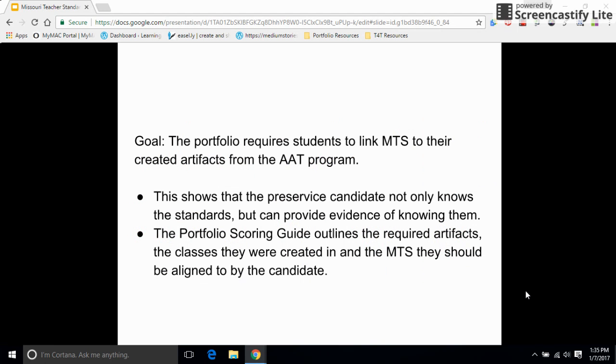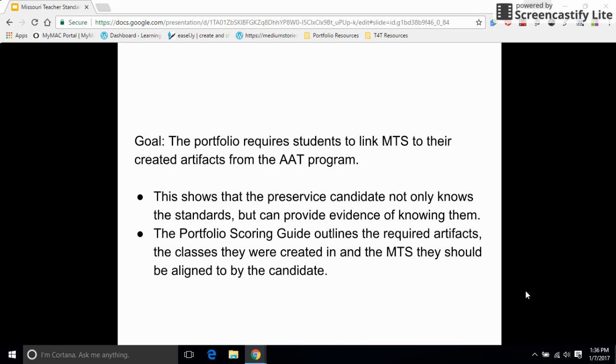The goal of the portfolio is that it requires students to link the MTS, Missouri Teacher Standards, to their created artifacts from the AAT program. For those, we'll use the MIPEC. This shows that the pre-service candidate not only knows the standards, but can provide evidence of knowing them. The portfolio scoring guide outlines the required artifacts, the classes they're created in, and the MTS they should be aligned to by the candidate.